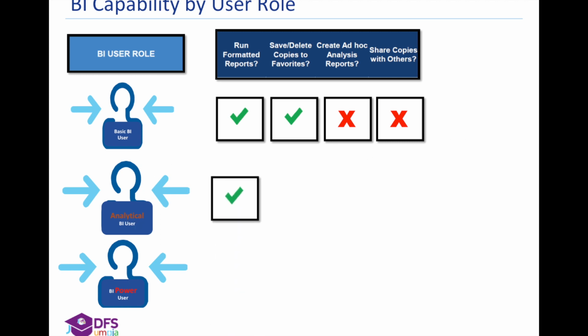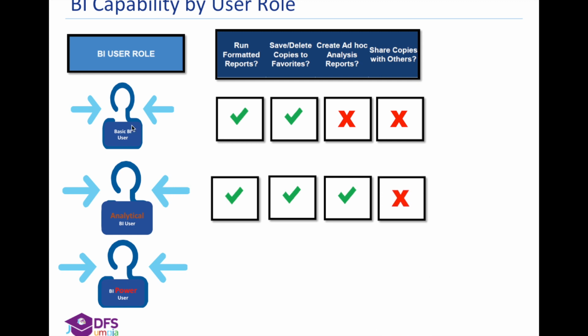So an analytical user can run formatted reports or Web Intelligence reports, can also save the scheduled copies into his or her own favorites in BI, and in this case, yes, can view or run ad hoc analysis reports in BI. But can an analytical user share copies with others? In this case, no. Both basic users and analytical users cannot share copies with others, meaning they cannot add reports to the shared analysis folder and cannot share it with the community of BI users, but can of course share a document or report through email.